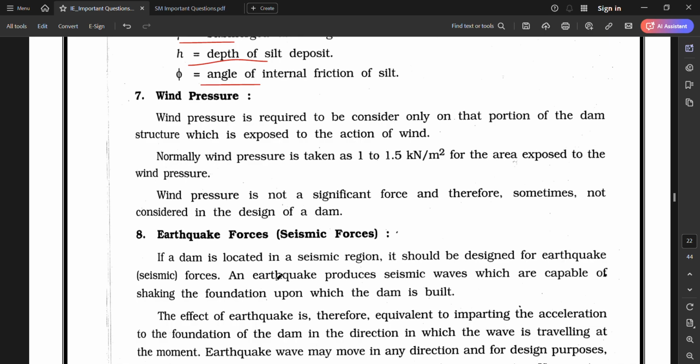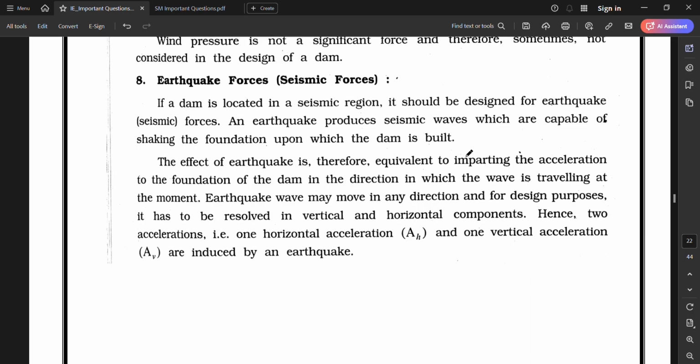Seventh is wind pressure. Wind pressure is required to be considered only on that portion of the dam structure which is exposed to the action of the wind. Normally, wind pressure is taken as 1 to 1.5 kN per meter square for the area exposed to the wind. Wind pressure is not a significant force and therefore sometimes not considered in the design of the dam.